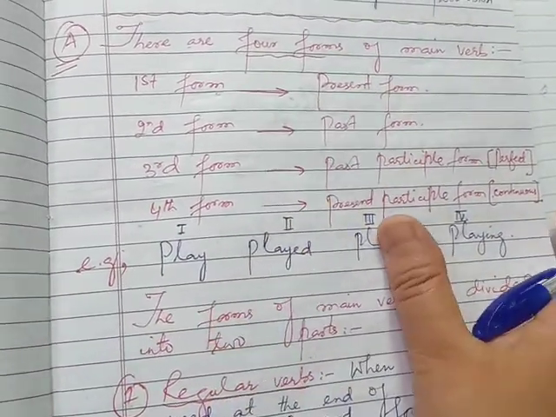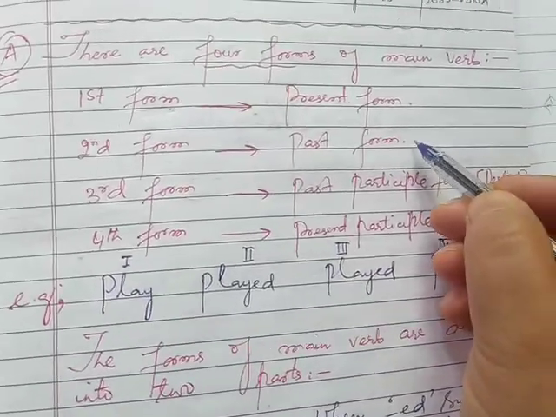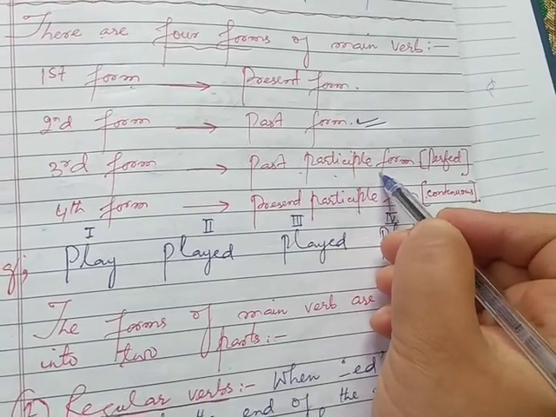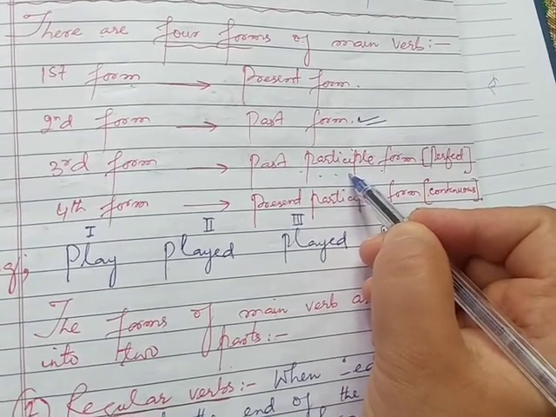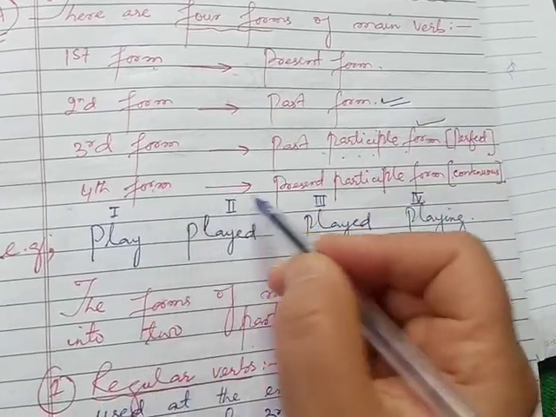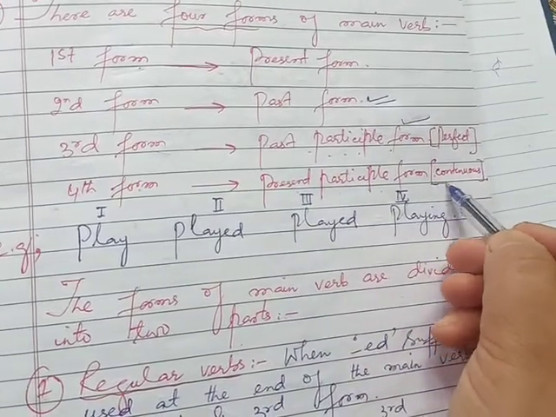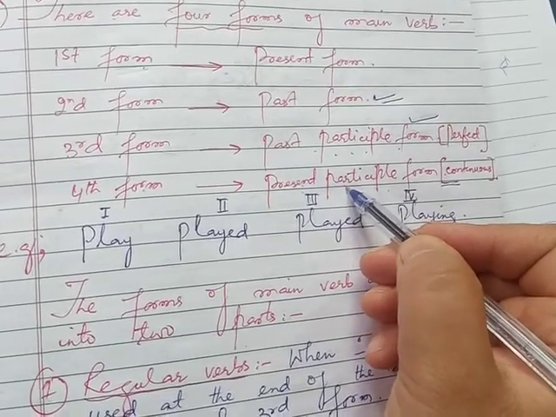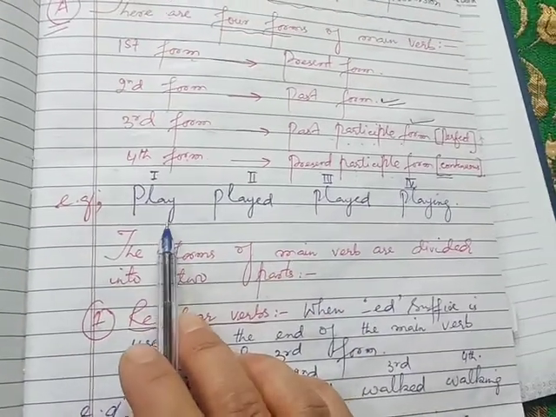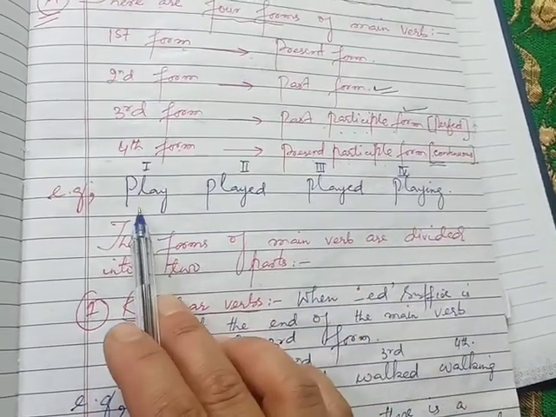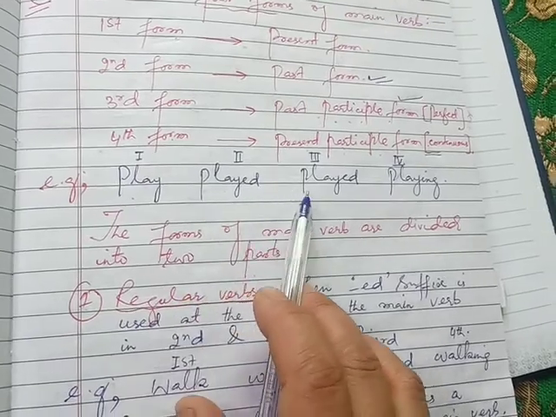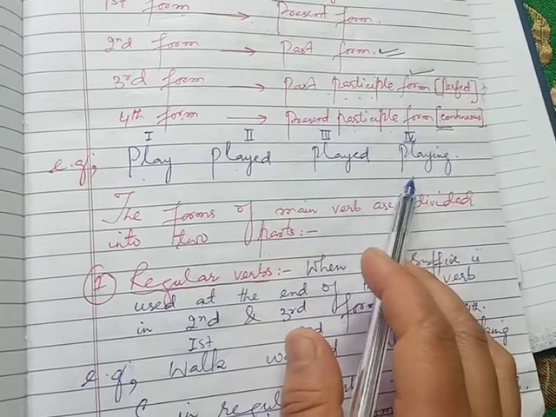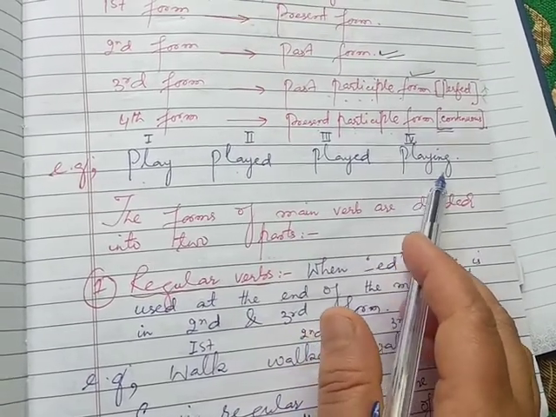The first form is also called the present form. The second form is also called the past form. The third form means the past participle form, and the past participle form is formed by adding ed at the end. The fourth form means the present participle form or continuous form, and it is formed by adding ing at the end. For example: play, played, played, playing. Present, past, past participle with ed added at the end, and present participle or continuous form with ing added at the end.